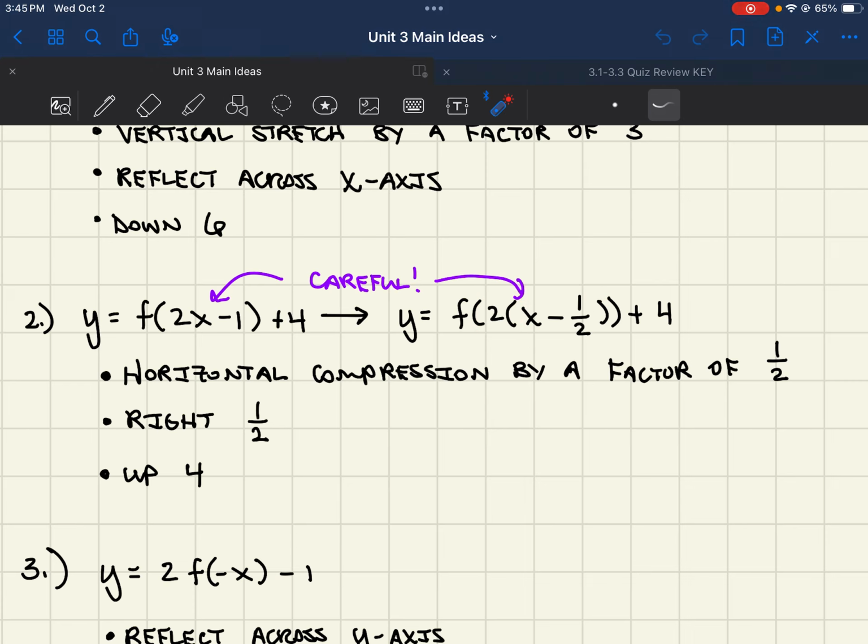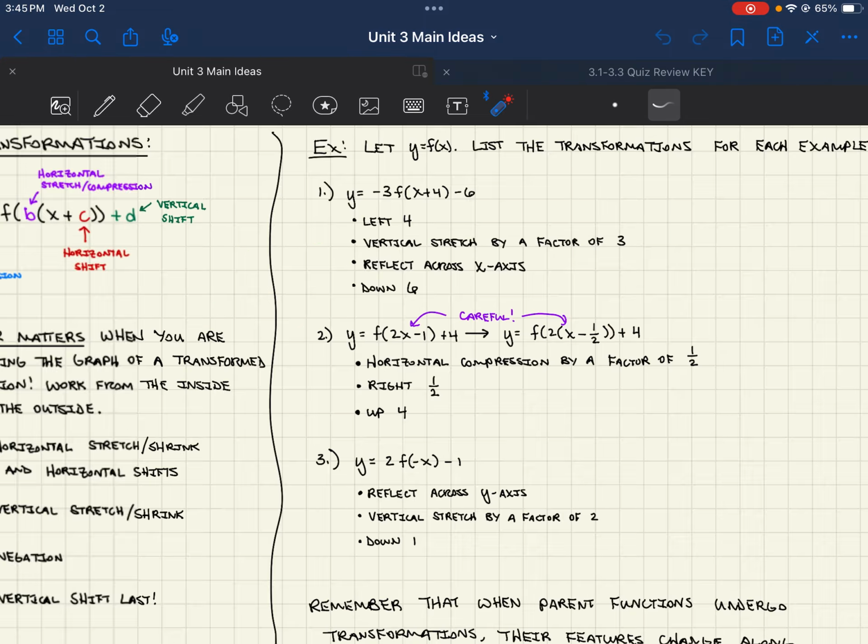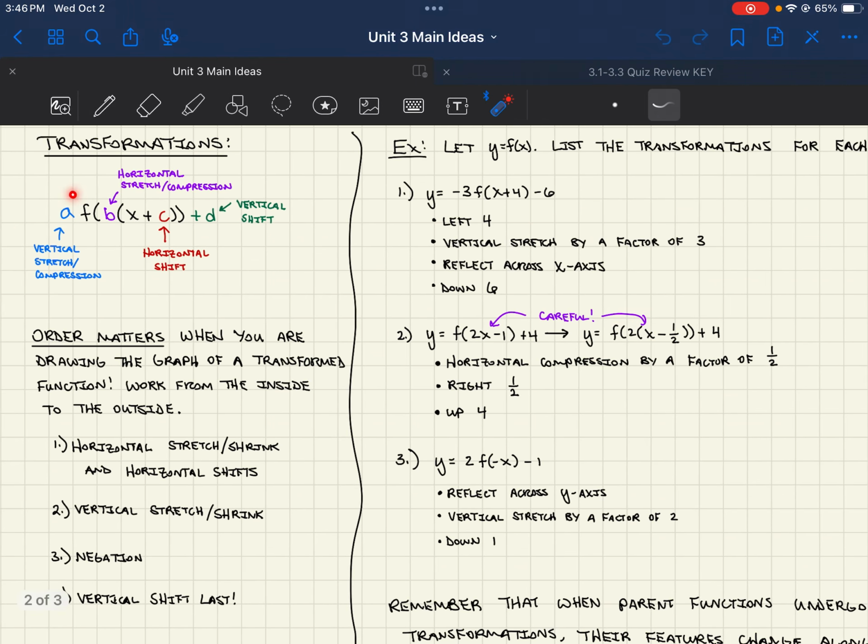So that, you factor a 2 out of a negative 1, you're going to get negative a half. You can check that again, by the way, by remultiplying back. You'll get 2x minus 1. But you would want it written like this so that you can see what transformations actually happen. So you can see that you have a horizontal shrink by a factor of a half, and that you have a horizontal shift right a half.